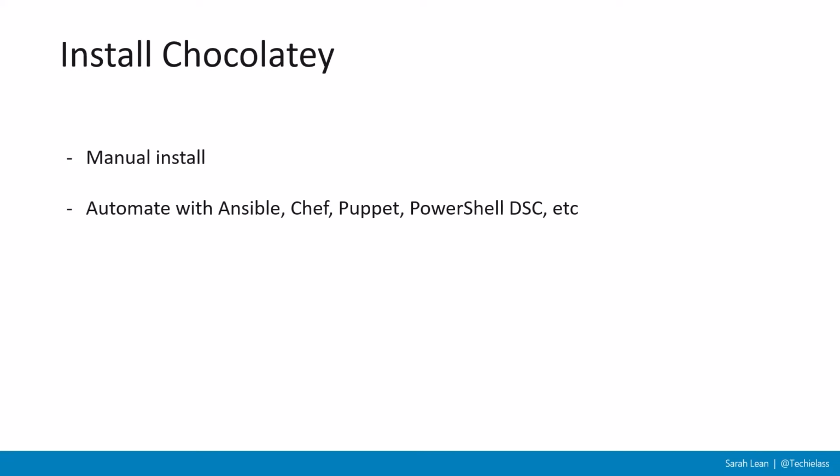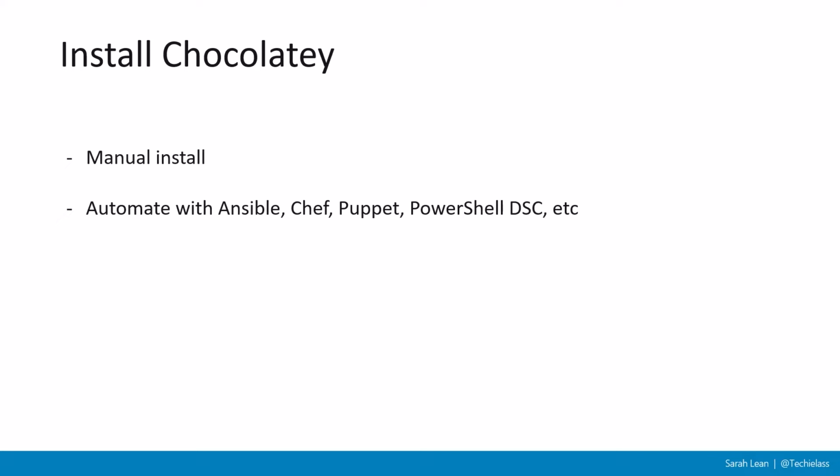Now, how do you get to use Chocolatey? So you can manually install it. You can go and download the install package or the command line tool to install it, or you can automate the installation of it using Ansible, Chef, Puppet, PowerShell, etc. And again, that can be installed both on your Windows desktop and your Windows Server operating systems.